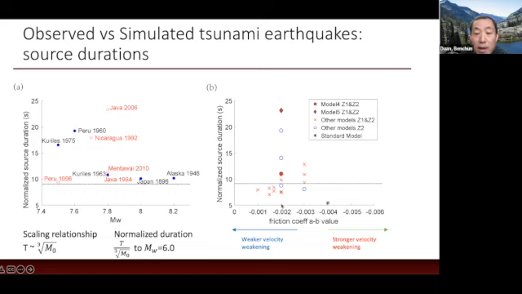We find that, with all other model parameters kept constant, when we vary A minus B within the conditionally stable zone, only a very narrow range of A minus B can produce this long duration, like shown here, only about 0.02 or maybe 0.03. Going either to the left or right, it cannot produce that long duration. It shows that tsunami earthquake generation depends on frictional property, mainly within a certain narrow range.